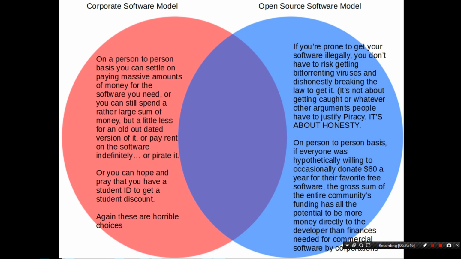The corporate software model, on a person-to-person basis, you can settle on paying massive amounts of money for the software you need, or you can still spend a rather large sum of money, but a little less for an old, outdated version of it, like I said earlier, or you could pay rent on the software indefinitely, or you could be presented with the other choice, which I don't like. You can pirate it. You can use a BitTorrent, which seems to be extremely popular nowadays.